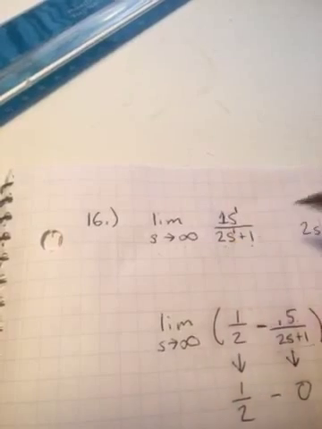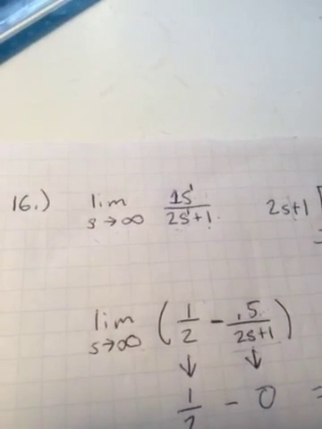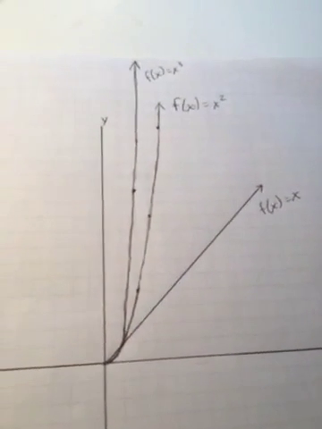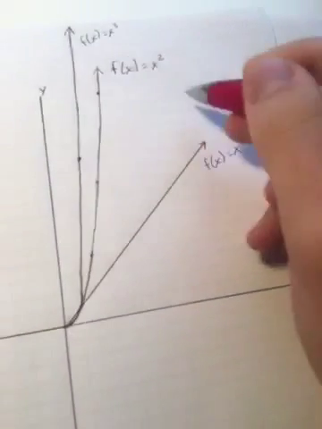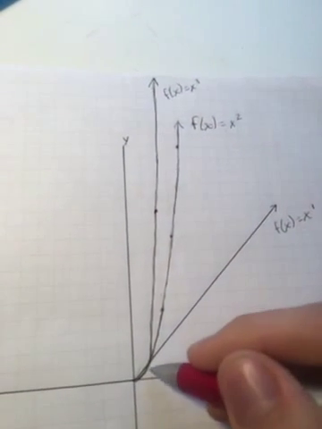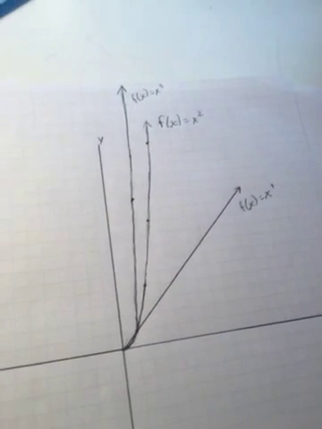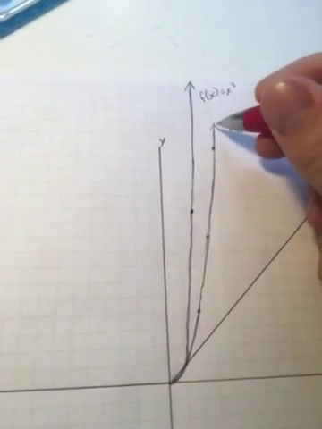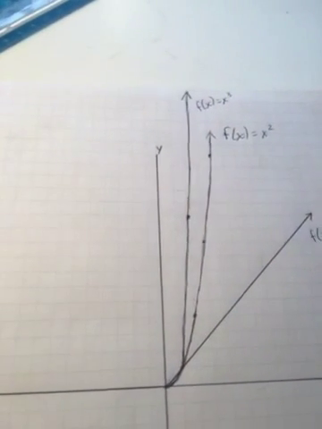Since these are to the same power, they're going to increase at the same rate. And what do I mean by that? When you look at the graph of x to the first, x to the second, and x to the third, you see how this increases at a constant rate. The first derivative is a constant. This increases at a faster rate, and x cubed increases at a rate faster than that.